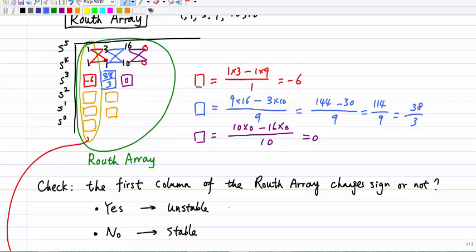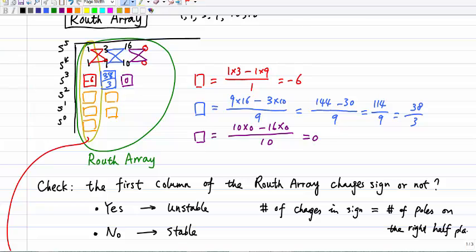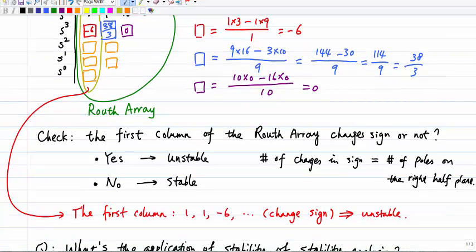And also, I want to emphasize it, the number of changes in sign is also equal to the number of poles on the right half plane. Okay, so that's also another part we can see.